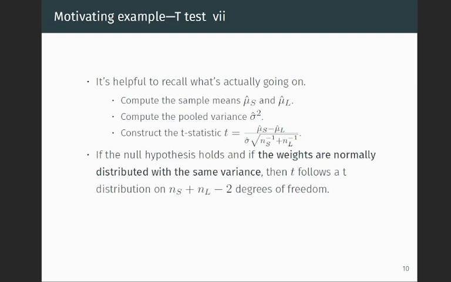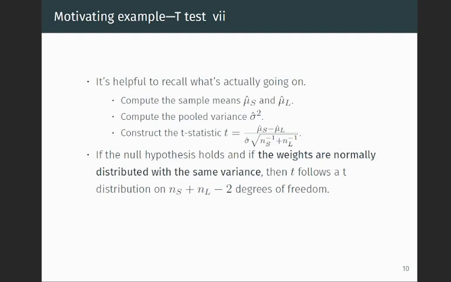First we compute the sample means. Here I'm calling them mu hat S and mu hat L. And then because we assume equal variance, we can compute a pooled variance estimate. Let's call it theta hat squared. And then the t-statistic itself can be constructed as the difference in means over the standard error, which is estimated as sigma hat times the square root of 1 over the sample size in one group plus 1 over the sample size in the other group.